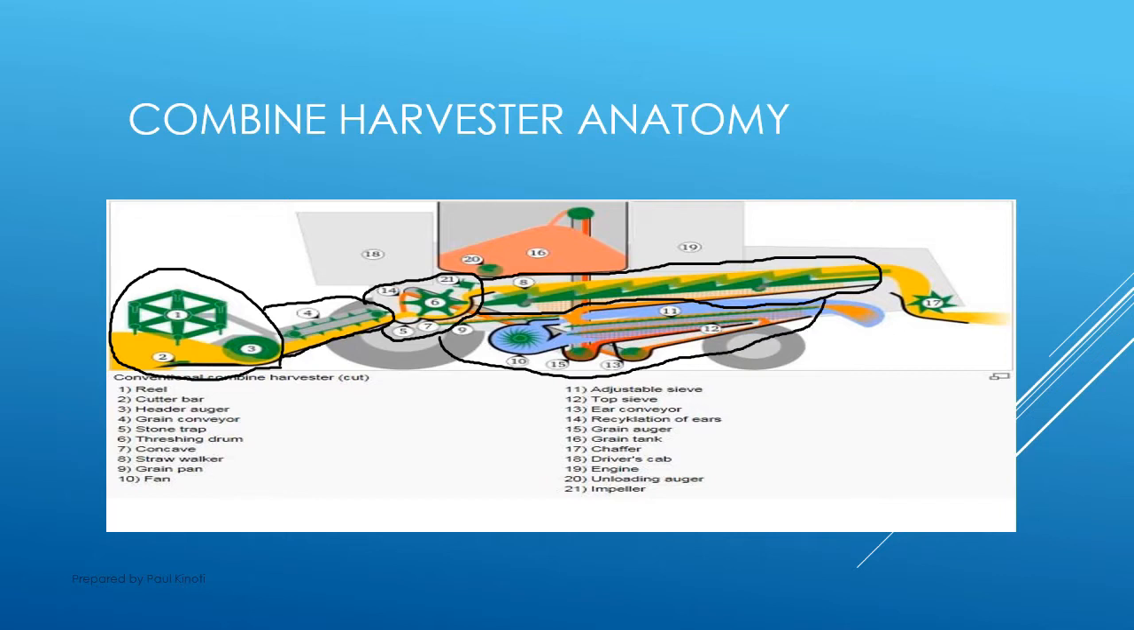At the top part here, on part 18, we have the driver's cab. Here we have the grain tank. Here we have the unloading auger and the engine compartment, this last part. So these are a chaffer or a chopper based on the function it's going to perform.